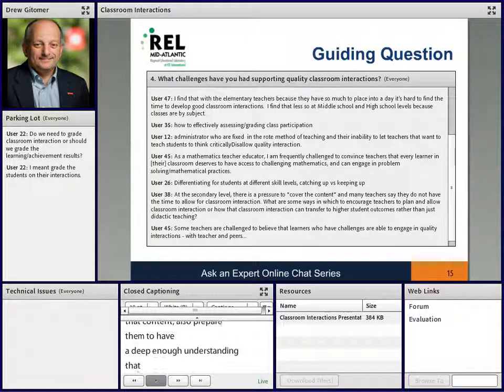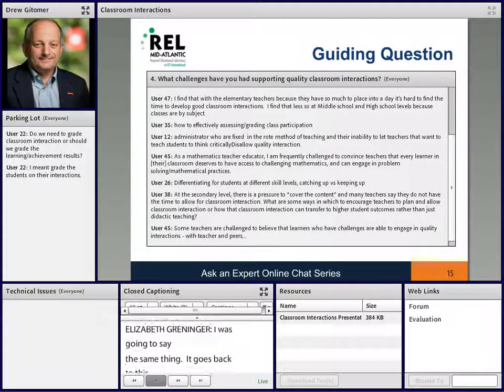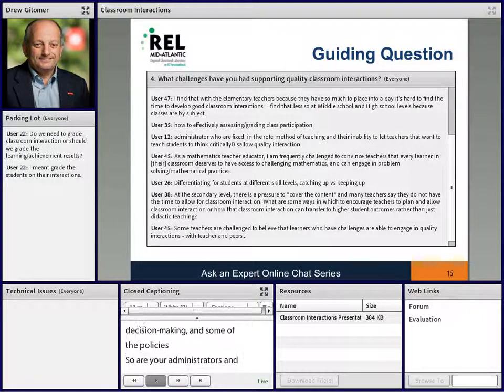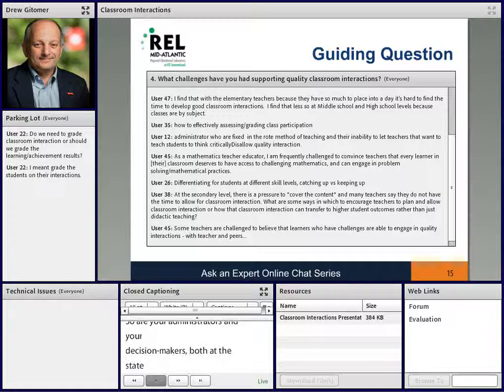I was going to say the same thing, that it goes back to the systemic decision-making and some of the policies. So are your administrators and your decision-makers, both at the state and district level, making decisions in effort of this goal and encouraging teachers to shift the approach to instruction accordingly? And I think that that's an important question, and hopefully we have some folks here on the line today that can move in that direction for their states or their districts. And so I think now is a great time to move to our next question.